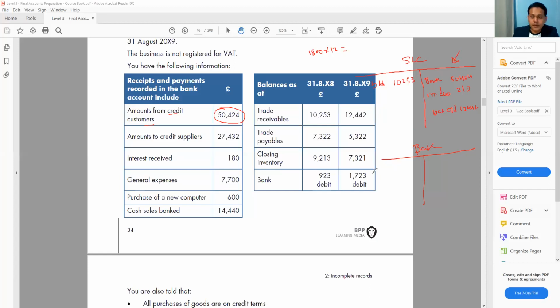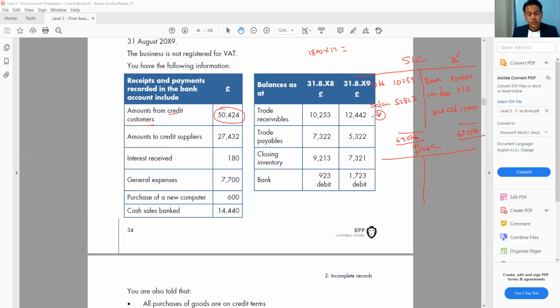So after that, I can find my credit sales. Add all of this and that will give us the total. The total is 63,076. And if you minus the opening and closing balances, that will give me my sales. So the sales will be 52,823. Thank you, Asim. So we have 52,823. This is our sales ledger control.